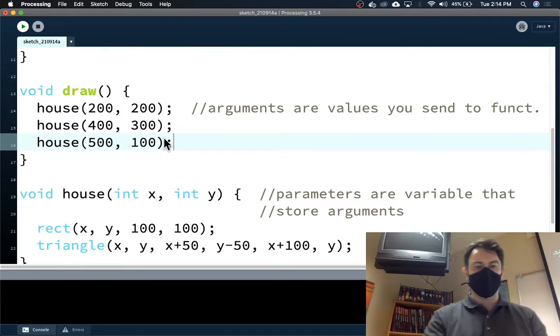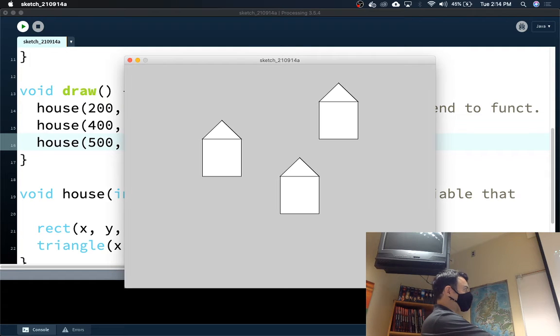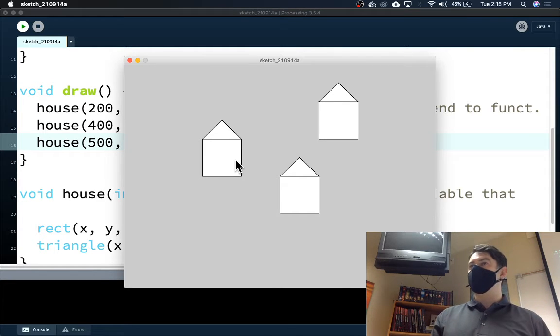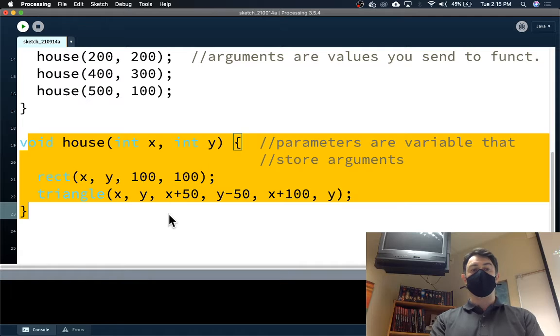So I think this will work if I run a second one. Great, we got three houses. It's going well. So just pause for a second and think about drawing these three houses. If we did it the old-fashioned way, where we said three rectangles and three triangles, then we would just be repeating ourselves over and over again, right? If we want to reuse this shape, it's probably better for us to make a function.